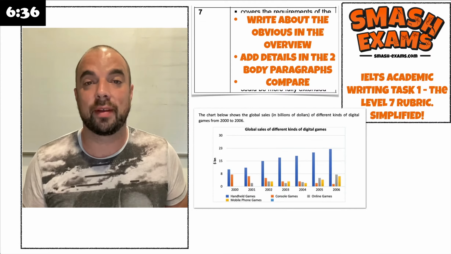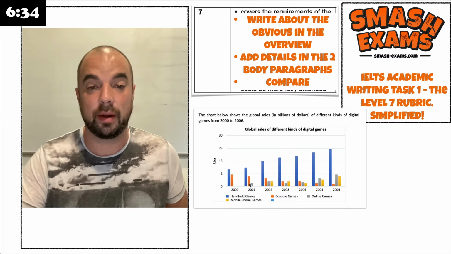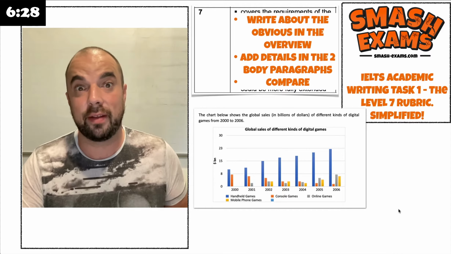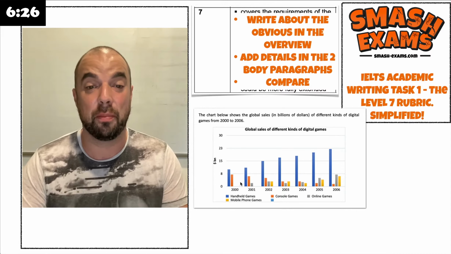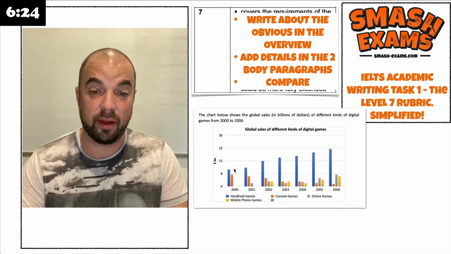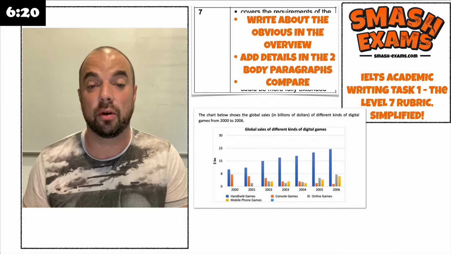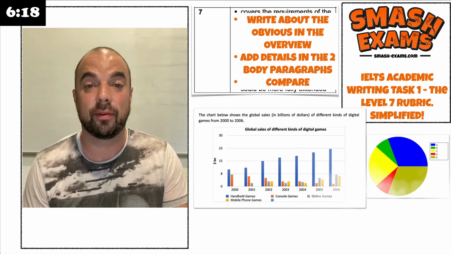So to give a quick example of this, we look at this chart below and we can see straight away that handheld games go up. So you just write it, handheld games go up. We can see the console games goes down. So you can say handheld games go up while console games go down.